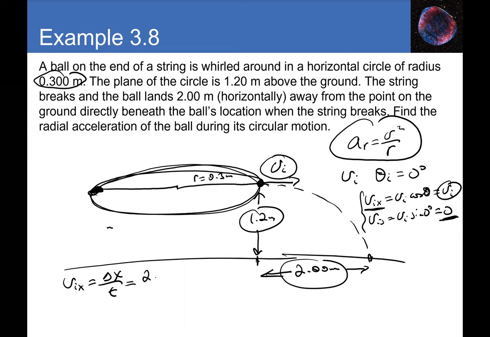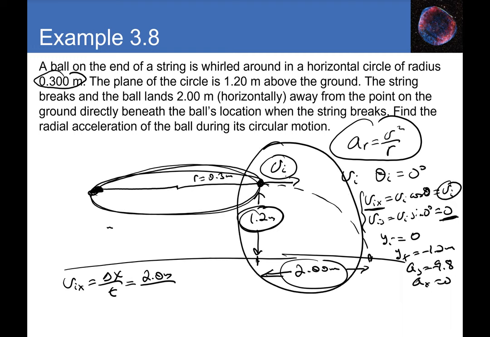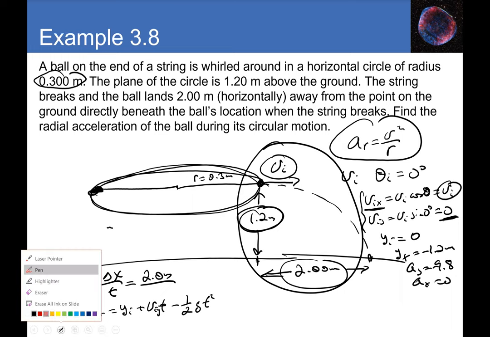I have delta x, it's 2 meters. But again, I don't have the time. As you can see, it's basically the same problem as that motorcycle going off the cliff. Because I'm given the height, I can say y initial is 0, then y final is negative 1.2 meters, ay equals 9.8, ax equals 0, basically for this portion of the problem where it's going down in two-dimensional free fall, and then just solve for vix. The way I do that, I need time. How do I find time? Well, use equation 2. y final equals y initial plus v initial in the y direction times time minus 1/2 g t squared. All right, so this is zero.